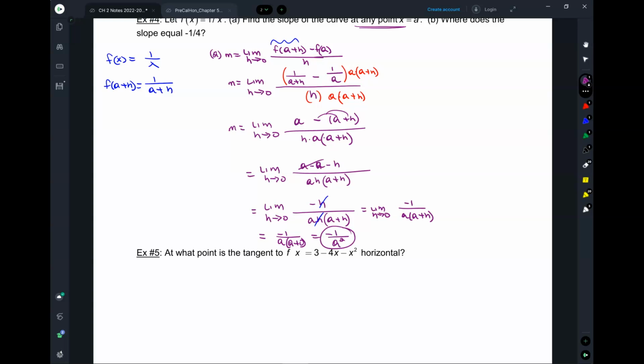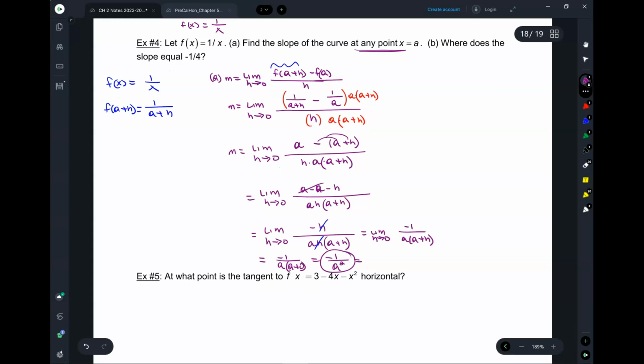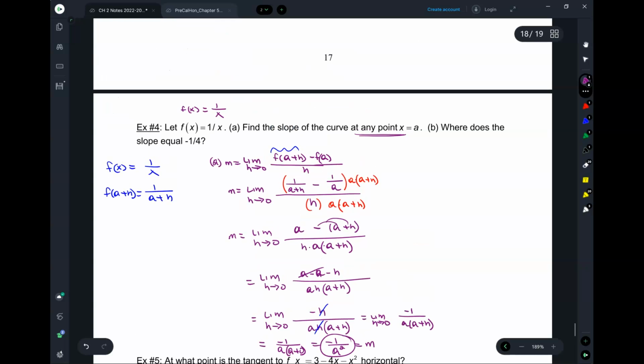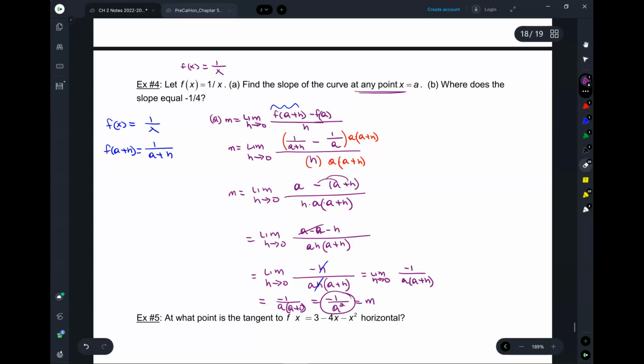All right. Okay, now part b. So this is the slope. Part b says, where does the slope equal negative 1 over 4? The slope, I just found it. It was negative 1 over a squared. Now I want that to equal negative 1 over 4. Negative 1 over 4 equals negative 1 over a squared.